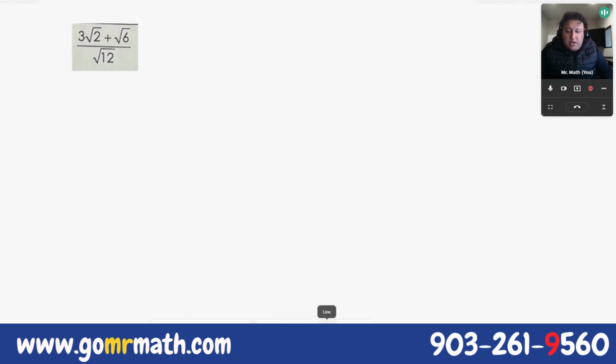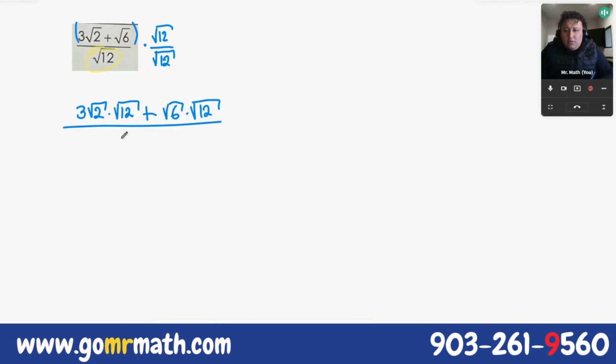In the concept of rationalizing, what we need to do is make the square root of the denominator disappear. Okay, we need to get rid of that. When we have only one expression on the denominator, we multiply the numerator and denominator by the same expression. So we have these two expressions times root of 12. We'll distribute that: 3 root of 2 times root of 12 plus root of 6 times root of 12, everything over root of 12 times root of 12.